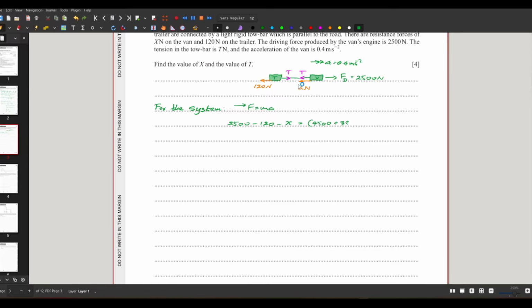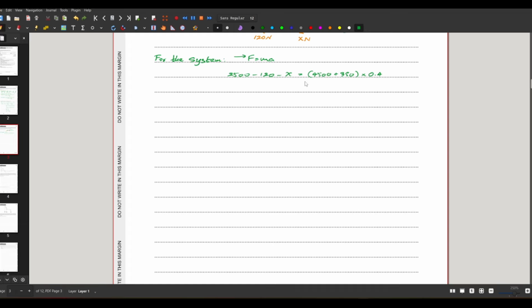With this, you can bring x to the right side and all the other parts to the left side. So x equals 2500 minus 120, minus (4500 plus 350 means 4850) times 0.4. When you simplify this, you will receive 440 newtons. So this is the value for x.